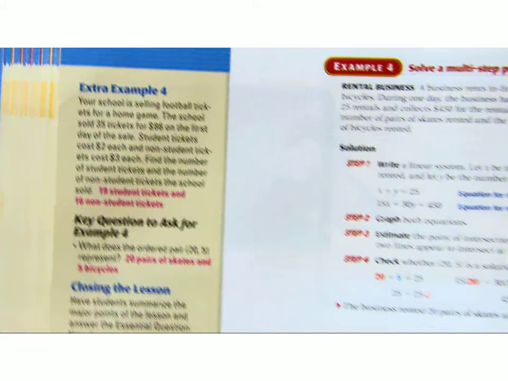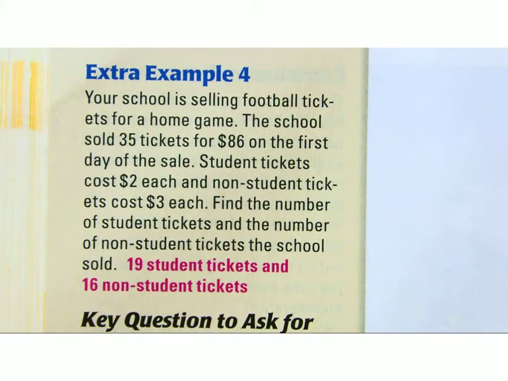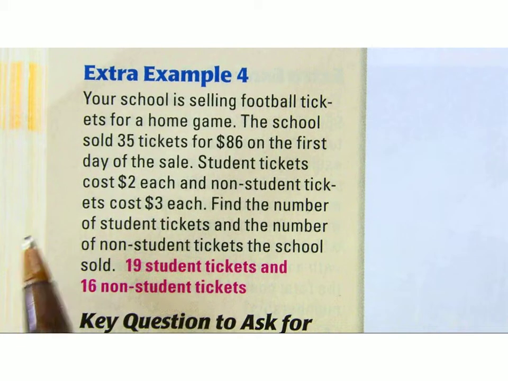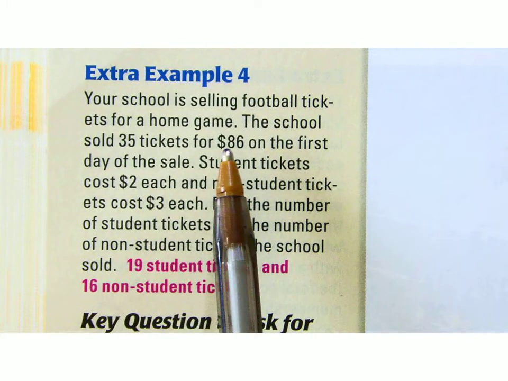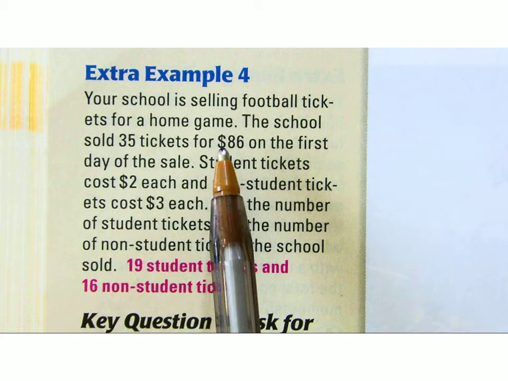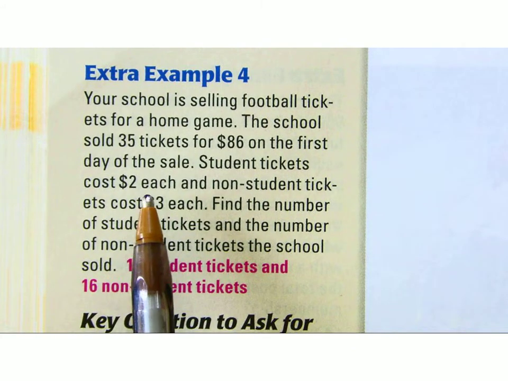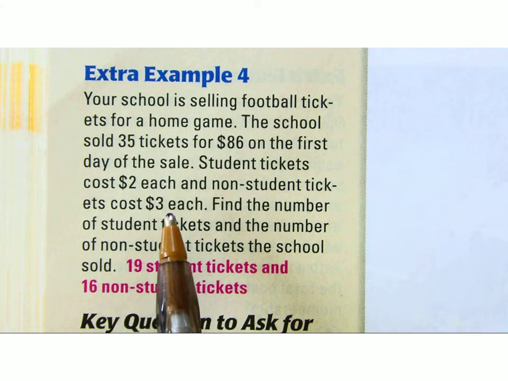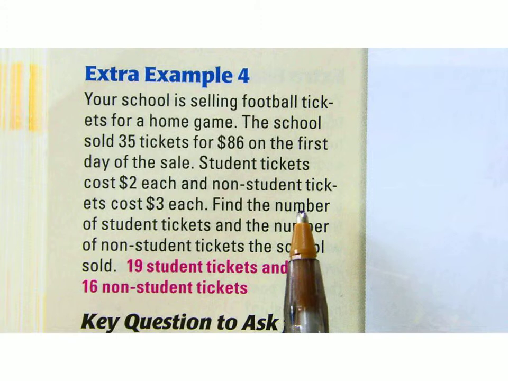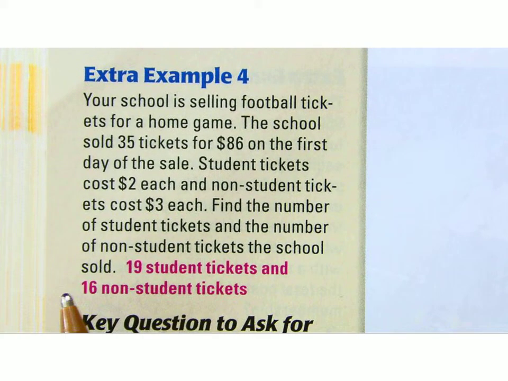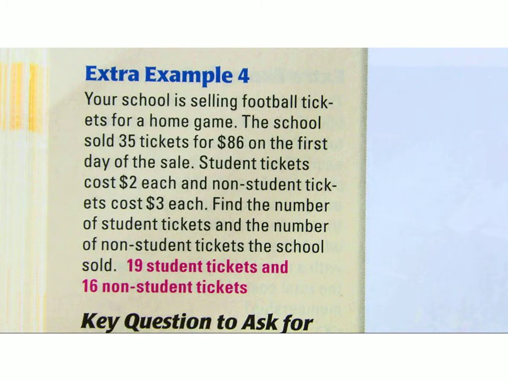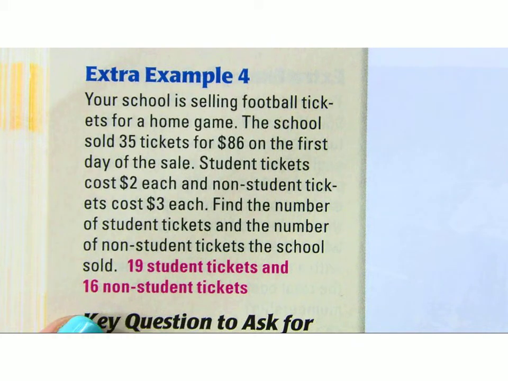Your school is selling football tickets for a home game. The school sold 35 tickets on the first day, and from those 35 tickets, they collected $86. Student tickets were $2 each. Non-student tickets were $3 each. Right now, I don't need you to even take it to this point. I don't need you to find that there were 19 student tickets and 16 non. Can you just set the system up? What 2 equations would you set up? Try that right now. So what 2 equations could you set up that will eventually help you figure out? Look back at the notes that we just took if you need to.